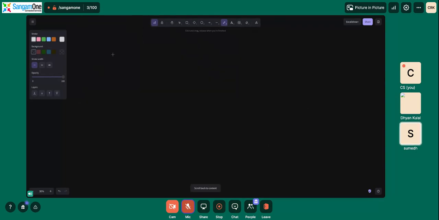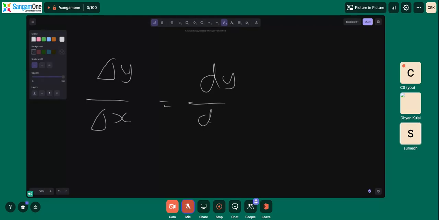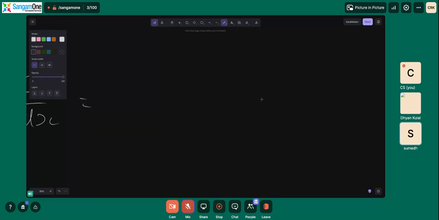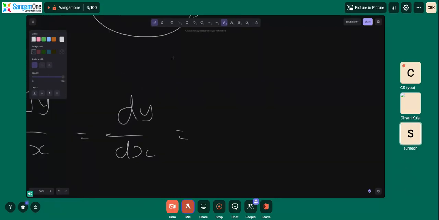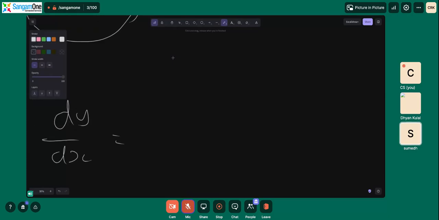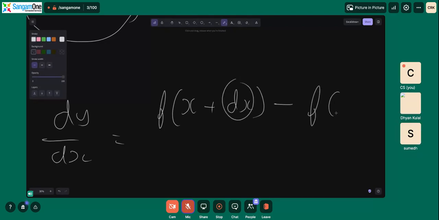So now, as I said, what is a derivative? Delta y by delta x, or dy by dx, right? I said small change of y with respect to small change of x. So how can I represent it in the form of a function for x square? Basically, f of x plus dx, where dx is the small change that we made, minus the old f of x.